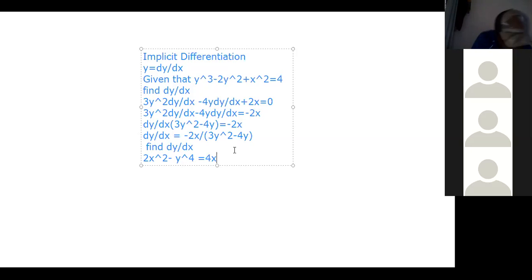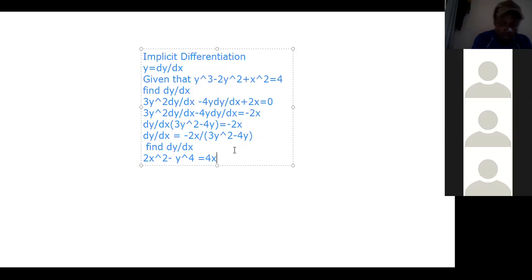Who is done? Sir, I'm done. What do you get? 4x minus 4 all over 4y cubed. So simplify. You can do something about it. It's quite long, but I can do something.